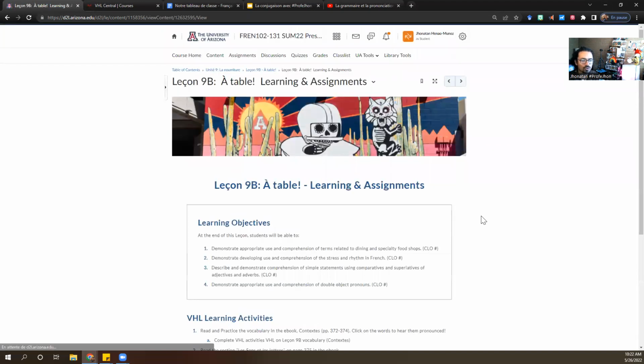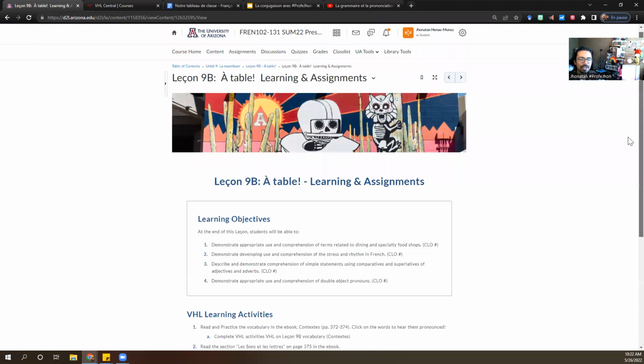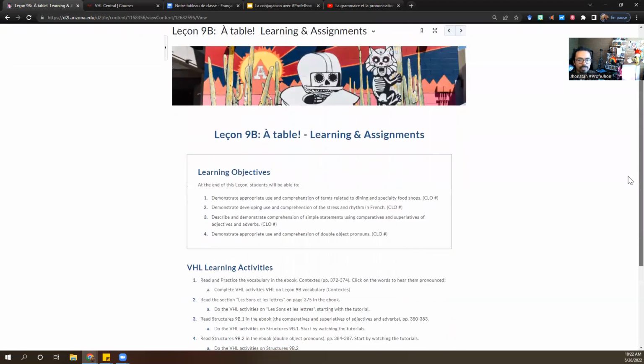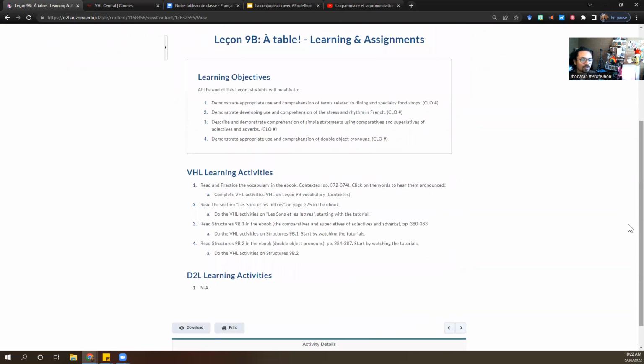As usual, make sure to complete the VHL activity prior to any testing, any quiz or exam. Make sure to read the vocabulary in the ebook textbook you have, the context section, then complete the VHL activities. Then read Leçons, Les lettres, which are related to pronunciation and spelling, and complete the corresponding activities as well. And read the structures 9B.1 and 9B.2, related to comparatives and superlatives, this time adjectives and adverbs, and the double object pronouns.